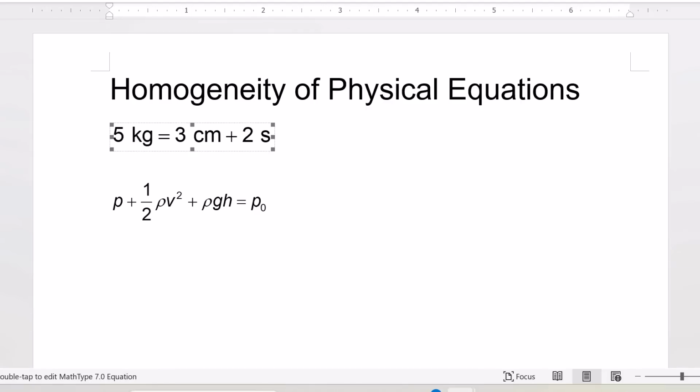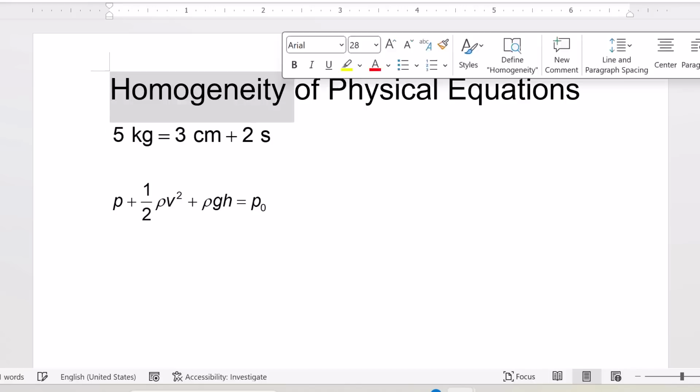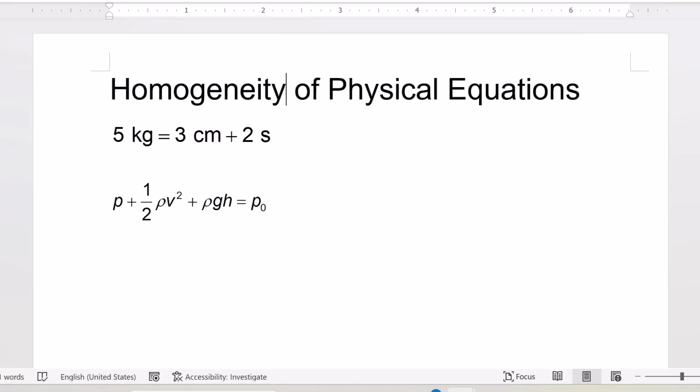Alright, people, look at this equation here. It looks really wrong, right? So what's wrong? Like, how can you add 3 cm to 2 seconds? And how can you say 5 kg is equal to 3 cm? So that's what the homogeneity of physical equations is about.